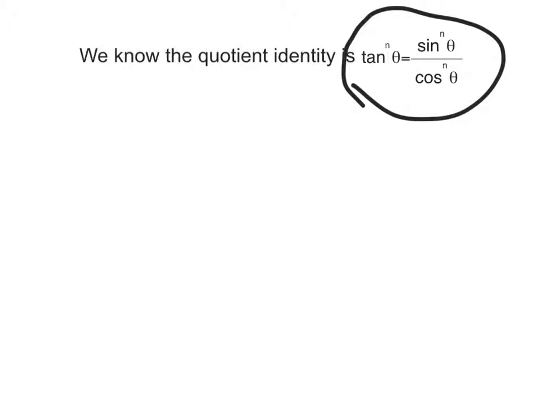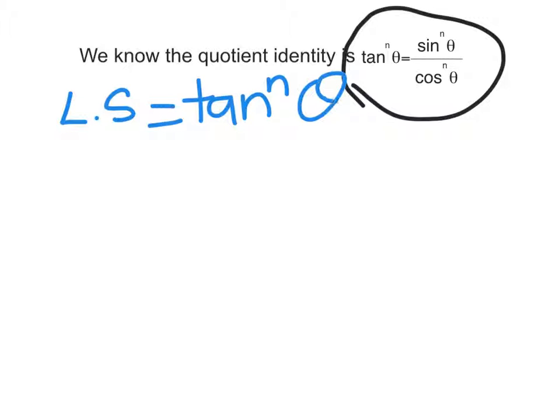We can only work on one side at a time, so we separate left side and right side when making them equal to each other. So our left side equals tan n theta, and we can write these in our y, x, r terms. So we know that our tan is y over x, so that is our left side.